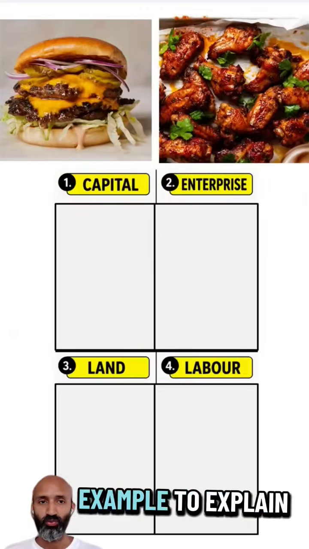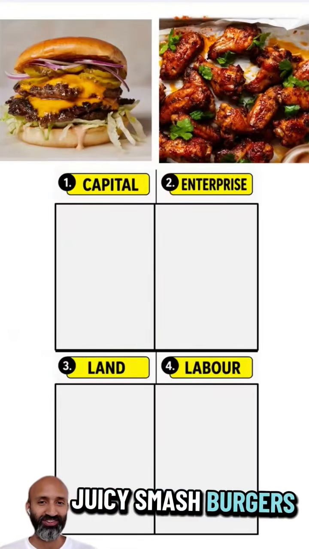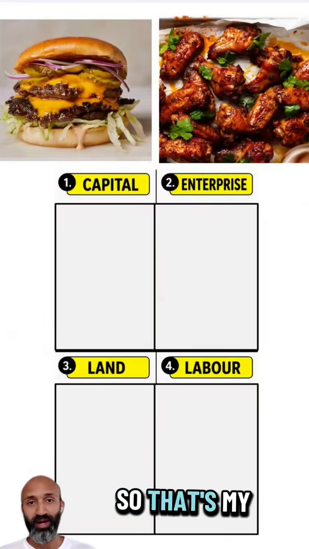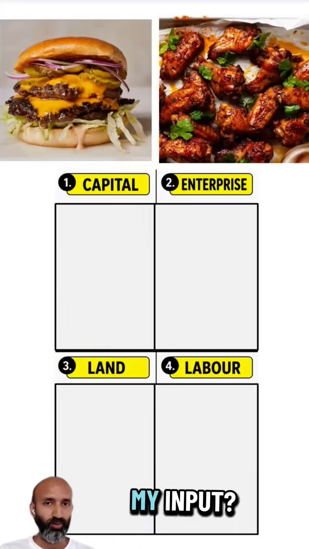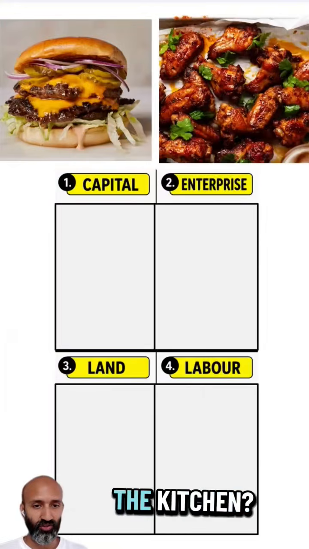So in today's example, to explain PPF, I'm going to be in the kitchen making some juicy smash burgers or some hot mango habanero chicken wings. So that's my output, the burgers and the wings. So what is my input? What are my CELL resources in this micro example of me in the kitchen?